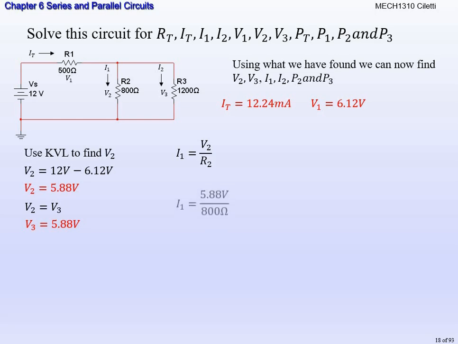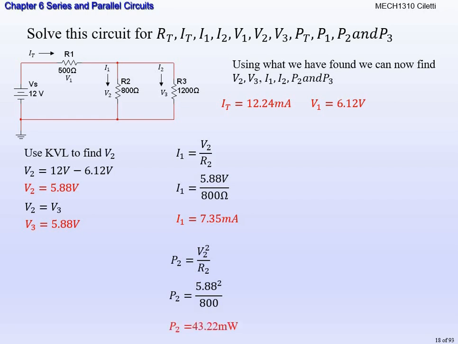So I1 is going to be V2 divided by R2, or 5.88 divided by 800, which is going to get you 0.00735 or 7.35 milliamps. All right, if we take a look, that helps us get power too, now that we know that voltage drop. So we can take that voltage drop of 5.88 squared divided by 800. So we're applying Watt's law there. And power is 43.22 milliwatts.